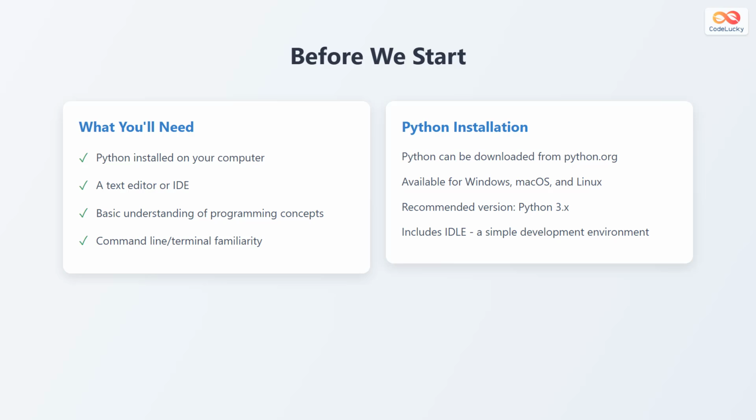You can download Python from the official website, which is python.org. Python is available for Windows, macOS, and Linux. It is recommended to install the latest version of Python 3.x. The installation package typically includes IDLE, which is a simple development environment that you can use to write and run your Python code.